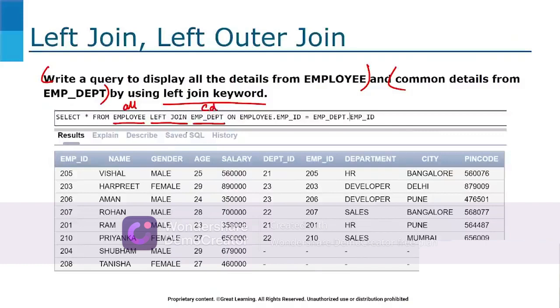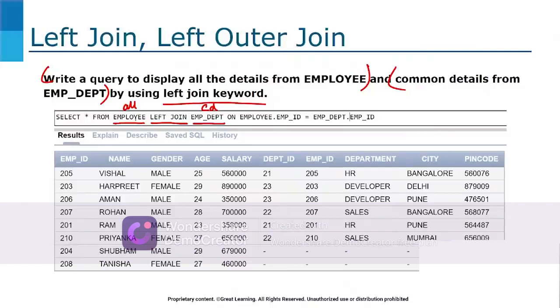Easy? What will happen if you swap that? Swap in the sense, what will happen if you write here employee department left join employee? Then all of employee department's details will come and only the common details from employee will come. That I will show you later on. Right now, let's stick to this.